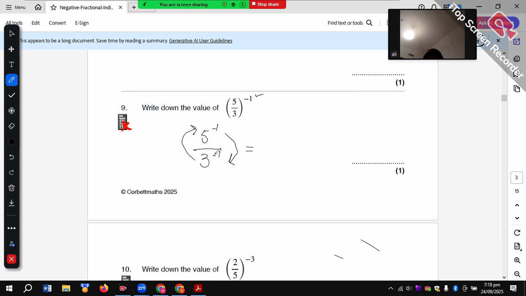So this negative 3 will become 3 to the power of positive 1 in the numerator and 5 in the denominator with positive power. To make the power positive, I move the denominator to the numerator and the numerator to the denominator. And 3 to the power of 1 is 3 and 5 to the power of 1 is 5. So this is your answer.